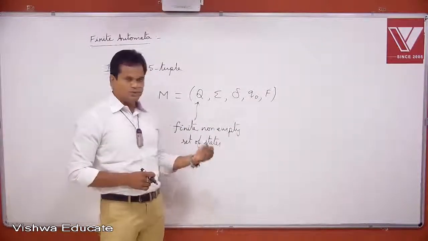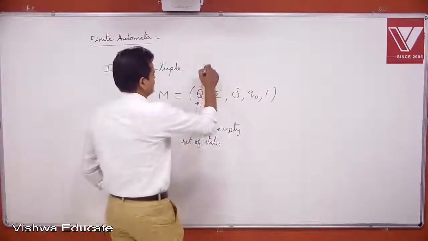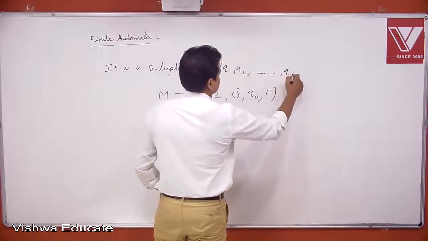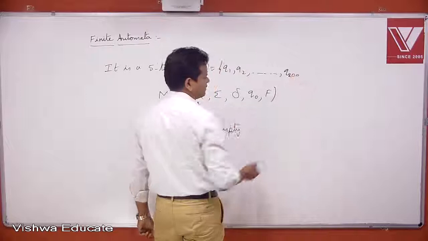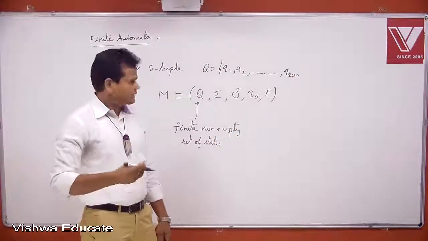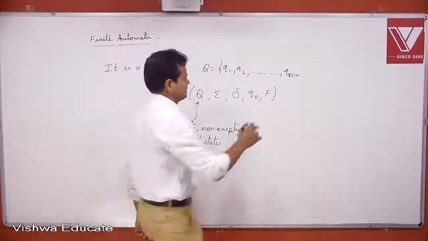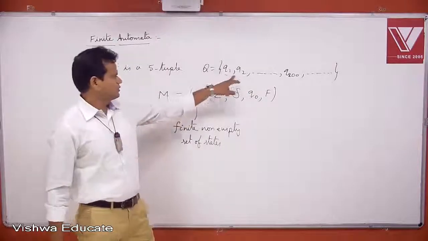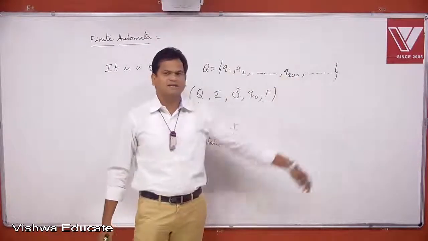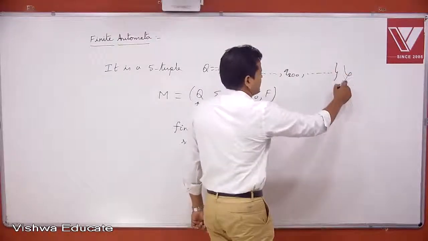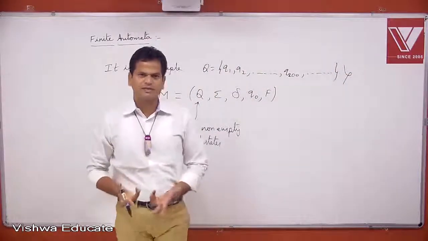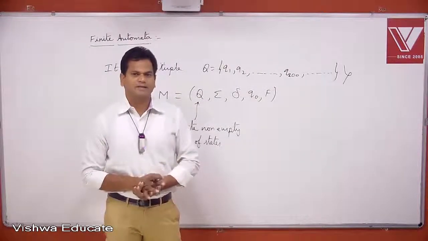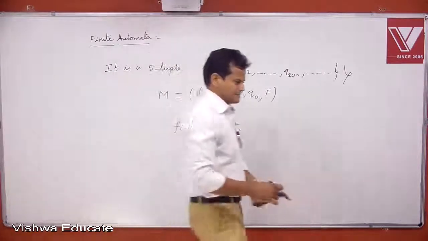Example, Q equal to Q1, Q2, Q3, and so on. I can take up to 100, or up to 200, or up to 1 lakh. You can take any number of states, but you cannot write it like this: Q equal to Q1, Q2, and so on, Q100 and so on, infinite. That is not valid. When we are constructing some automata, we can take any number of states, but that number of states should be a finite number, meaning a countable number. Okay, next.